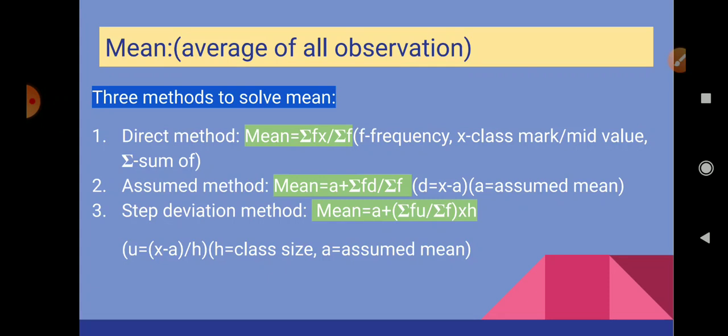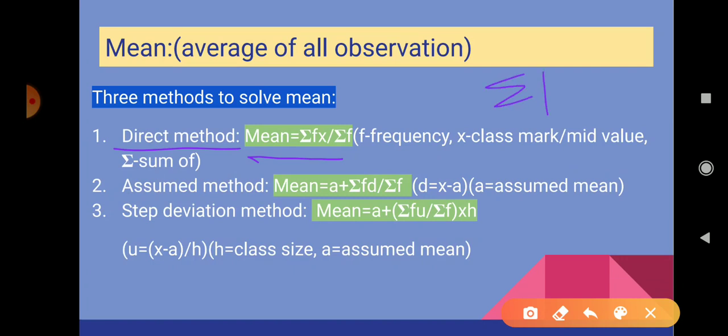So first, as you all know, mean is the average of all observations. 3 methods to solve mean. Let us go for the first method, the direct method. For this we have one formula. Mean is equal to sigma fx divided by sigma f. Look here, mean is equal to sigma fx whole divided by sigma f.